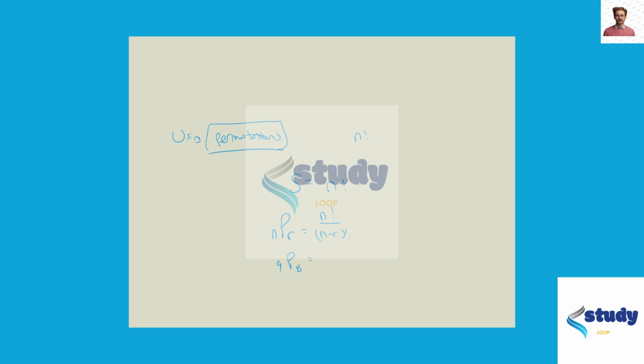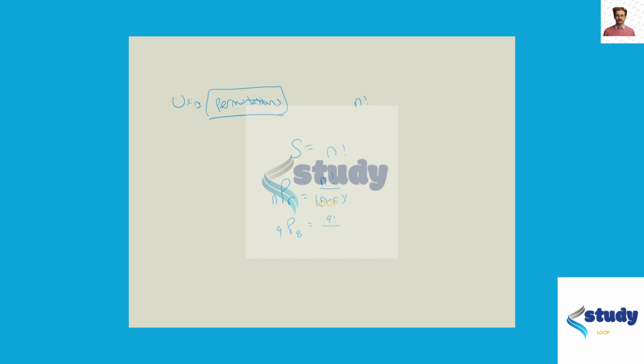because order does matter here, is why we're also doing a permutation, not a combination. Because you might select the same people but give a different question, so the order you're giving them does matter. So 9 permutate 8 is 9 factorial over 9 minus 8, which is 1 factorial.